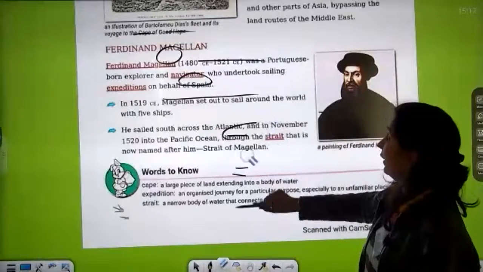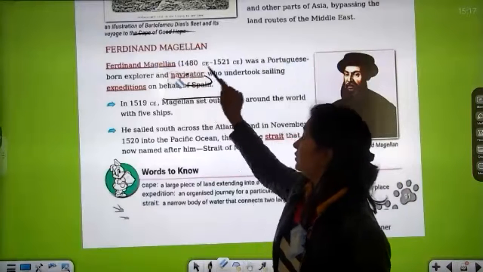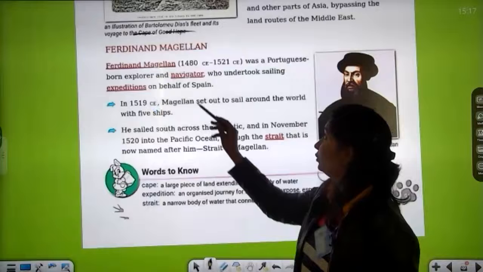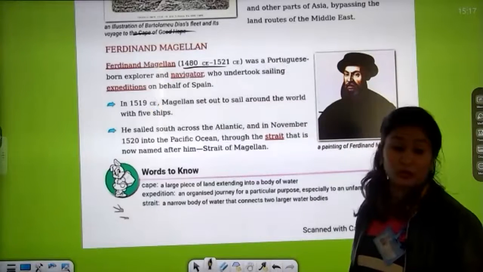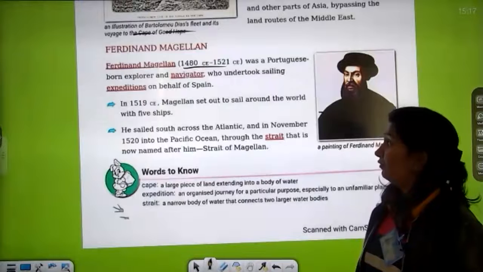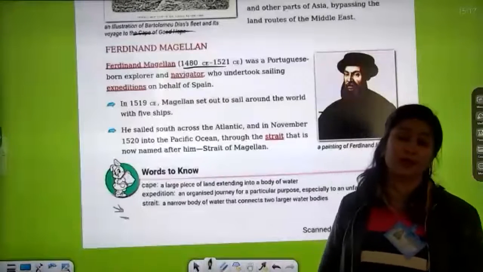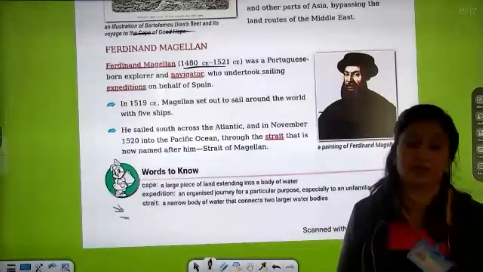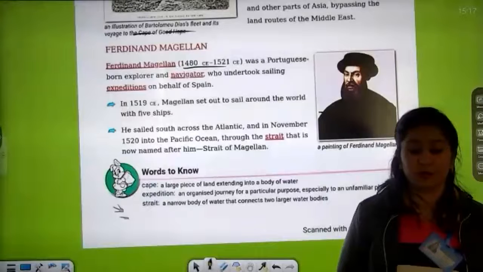So Ferdinand Magellan was also an explorer. Yes, he was also a Portuguese explorer. His period was from 1480 to 1521 CE. Yes, he was also a Portuguese explorer and navigator. Navigator means one who tells the navigations, the directions of any voyage or any travel.